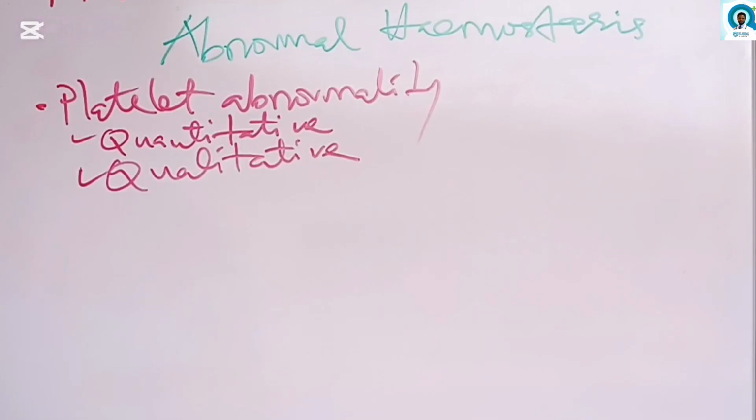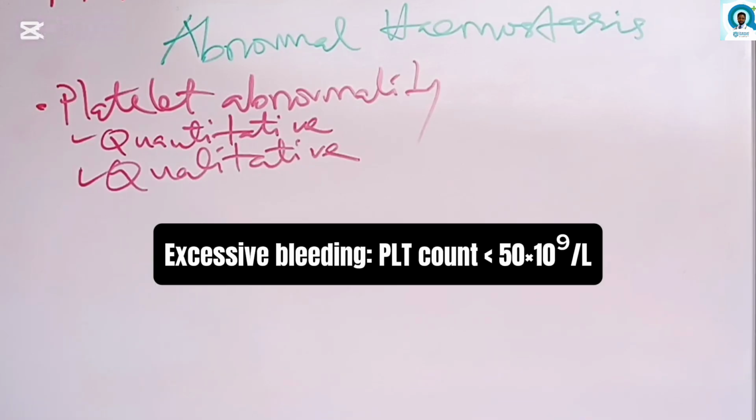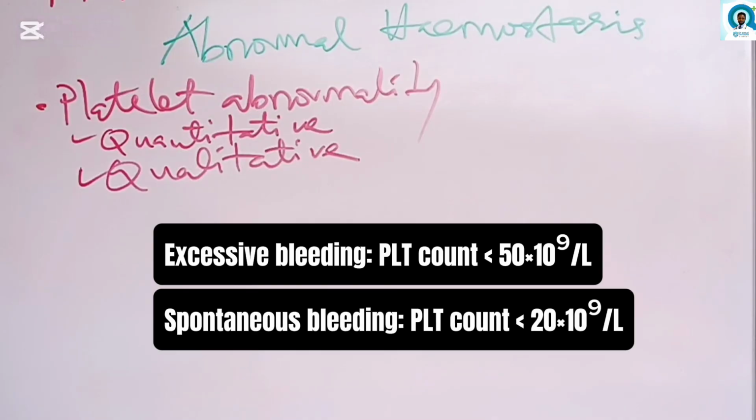Generally, excessive bleeding occurs when platelet count is less than 50 times 10 raised to the power 9 per liter, while spontaneous bleeding occurs when platelet count is less than 20 times 10 raised to the power 9 per liter.